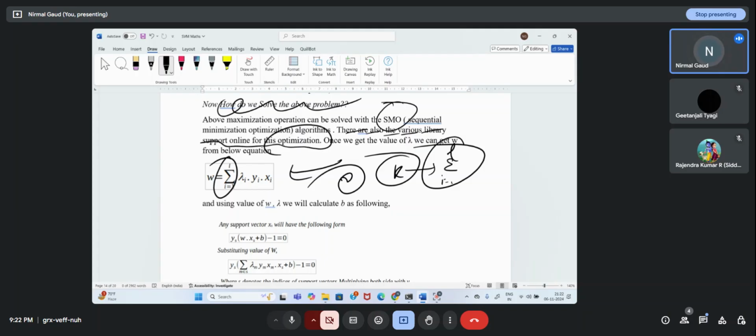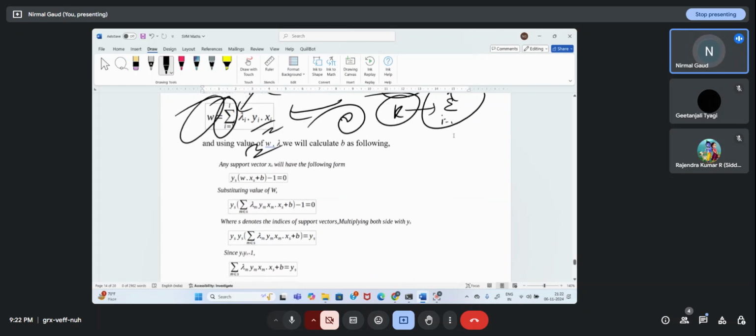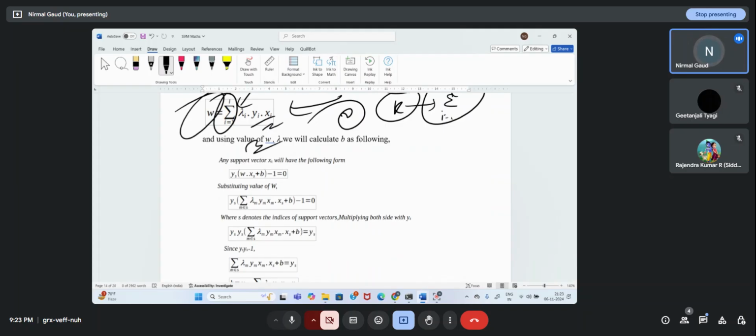There are also various libraries supporting online for this optimization, ऐसी कई लाइब्रेरी जो सपोर्ट भी करती हैं, सो वी कैन फाइंड द वैल्यू ऑफ लैम्बडा, वो मिल जाएगा अपन को. और एक बार लैम्बडा की वैल्यू आ गई तो y_i x_i तो डेटा पॉइंट है, उनको तो मैं रख दूंगा, तो w आ जाएगा, और एक बार w आ गया, वंस आई गेट द w, तो यूजिंग w एंड लैम्बडा, नाउ वी कैन कैलकुलेट b. वो कह रहा है कि w भी आ जाएगा, लैम्बडा भी आप निकाल दोगे तो b भी कैलकुलेट कर लोगे फिर आप.